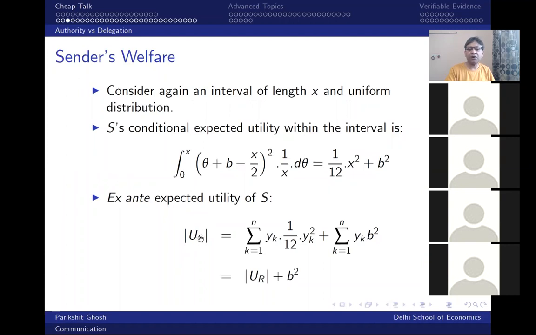The expected payoff, or expected disutility here, ignoring the minus sign, of the sender in the overall game is the receiver's expected utility plus this B squared factor. So things which will improve UR will also improve US in general. Yes, it depends on what exact thing it is, but they're positively correlated. And that creates this interesting issue of commitment.